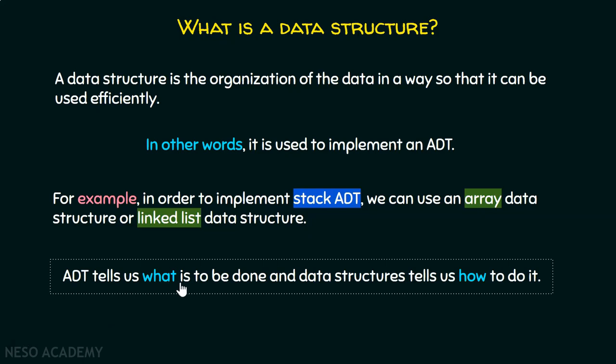ADT tells us what is to be done and data structures tell us how to do it. So data structures care about how, not what. ADT just gives us the blueprint while data structures give us the implementation.